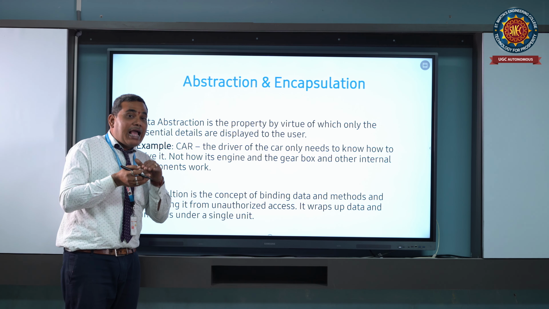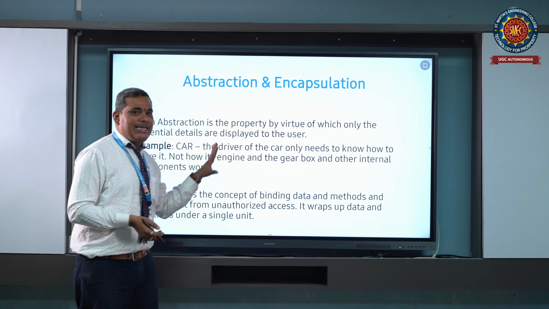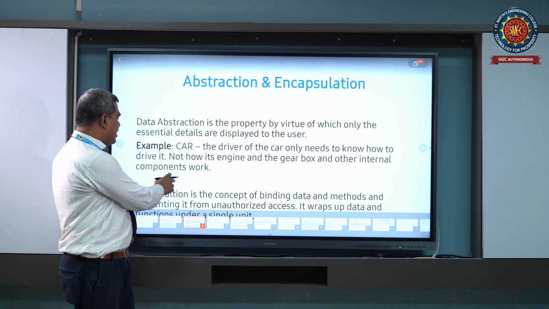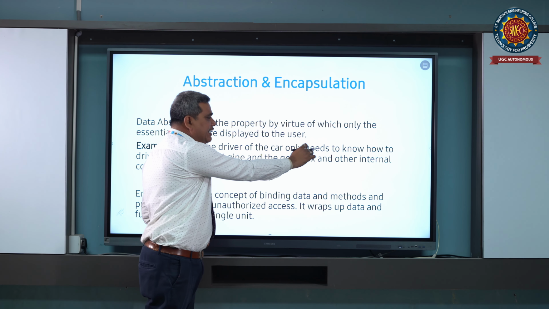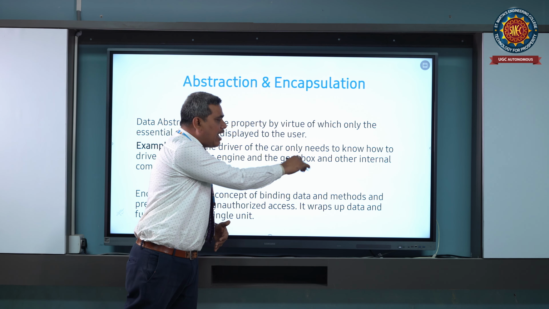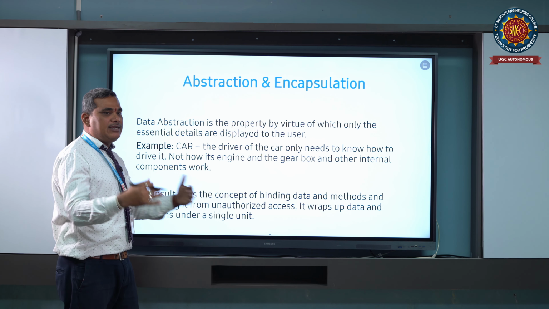Unwanted details should be hidden from the user or end user, so that it is called data abstraction. And next, now see here, a simple example. The driver of a car only needs to know how to drive it, not how the engine, the gearbox, and the other internal components work. So that is exactly data abstraction.